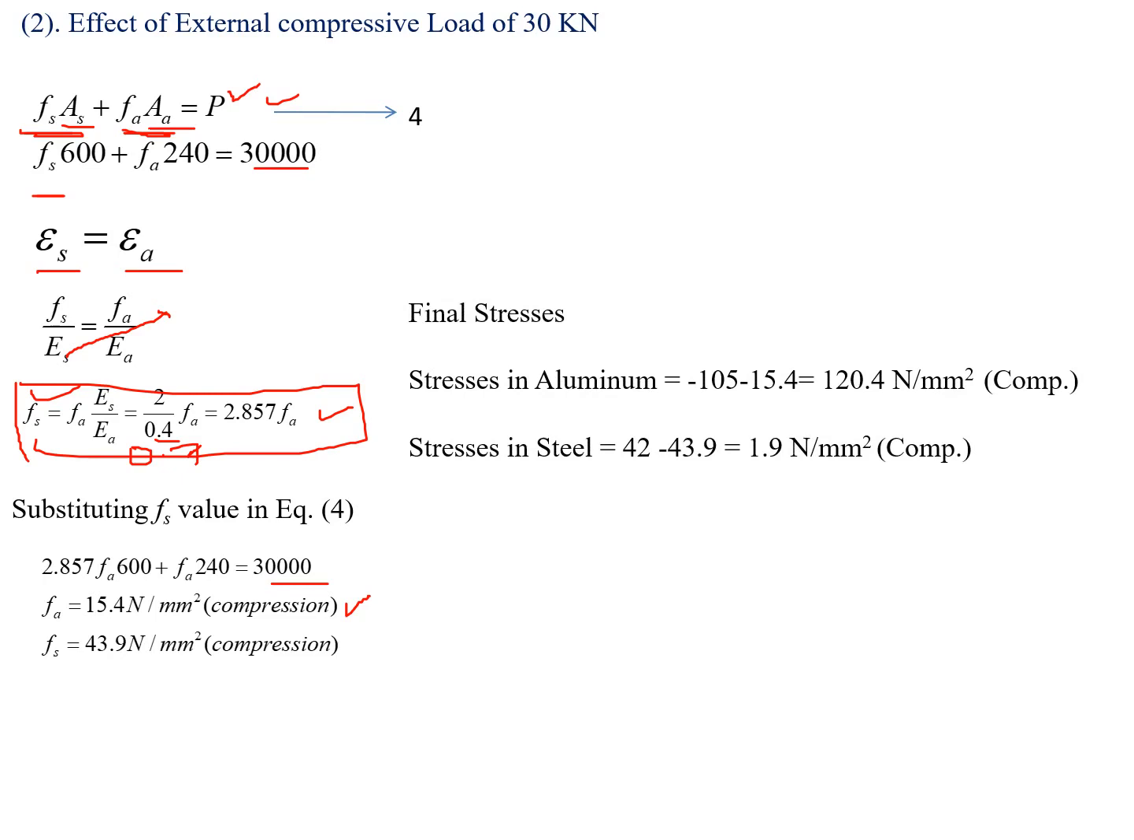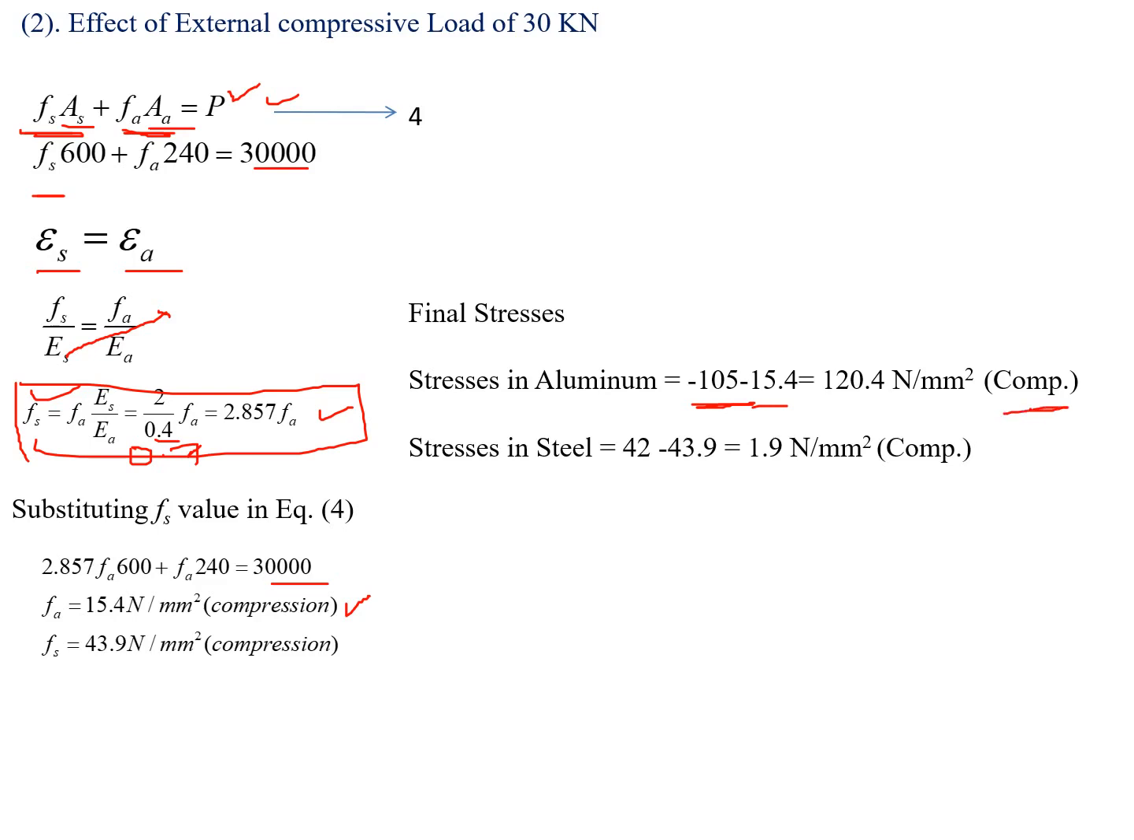First we have to calculate the stresses in the aluminum bar and also the stresses in the steel bar. We got 105 compressive stress in the aluminum bar due to the temperature change, that's why I took minus 105. Here also the nature of the stress from the applied compressive load is 15.4, and since it is compression, I took the minus. So minus 105 minus 15.4 is equal to minus 120.4, which is 120.4 Newton per mm square compressive stress.